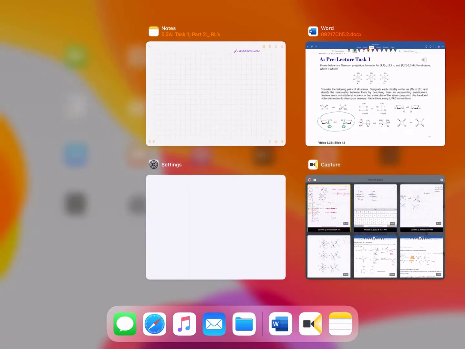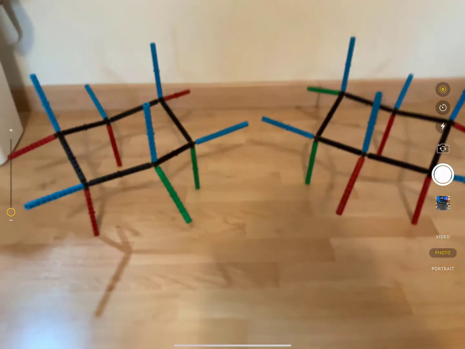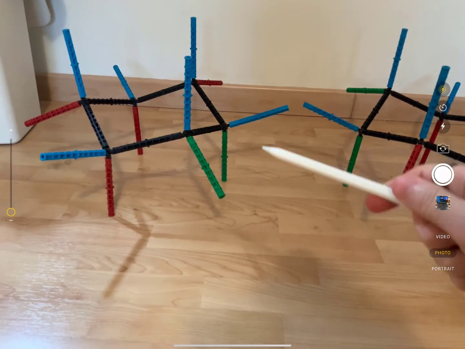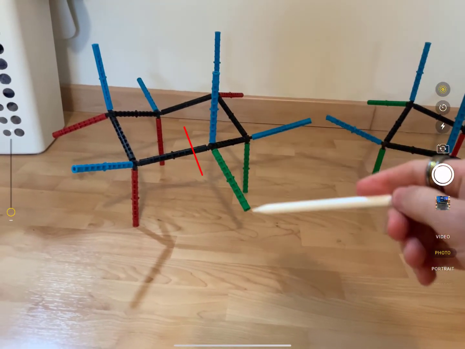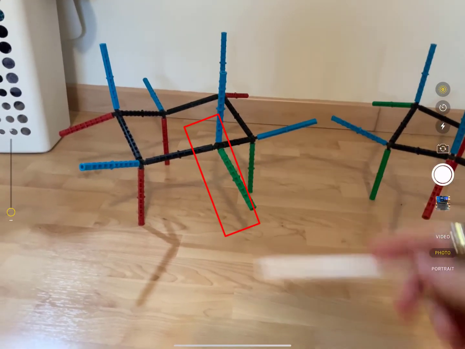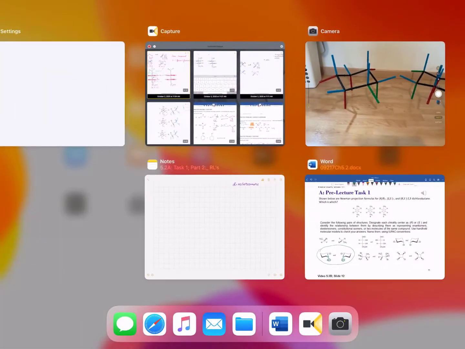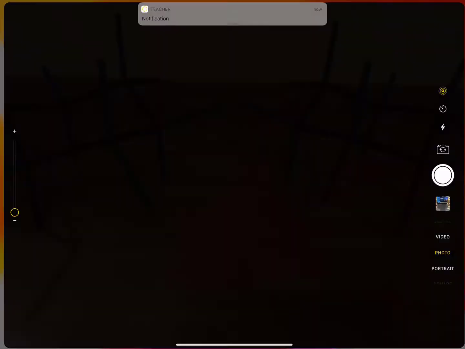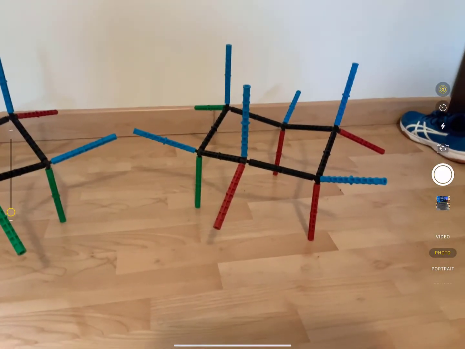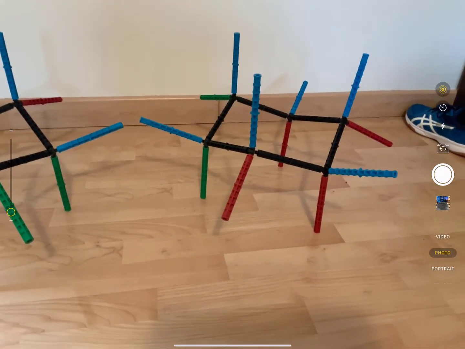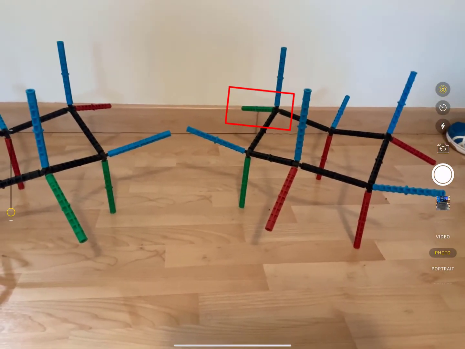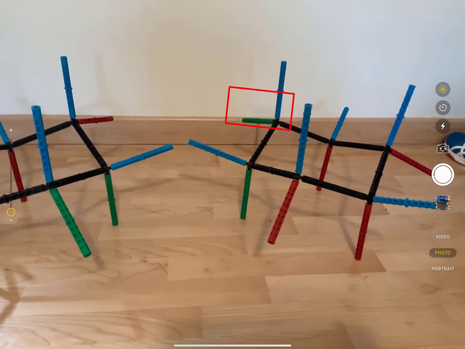I'm going to swap over to the camera, and here we have on the left hand side that axial chlorine is pointing down, and then here we have that equatorial chlorine pointing down. So this corresponds to the left hand molecule, i.e. this one here. And then I'm now going to show you the right hand molecule. So here we have the right hand molecule where the axial chlorine is pointing down and the carbon towards the back pointing towards the wall. That's this one here. That's also equatorial down.